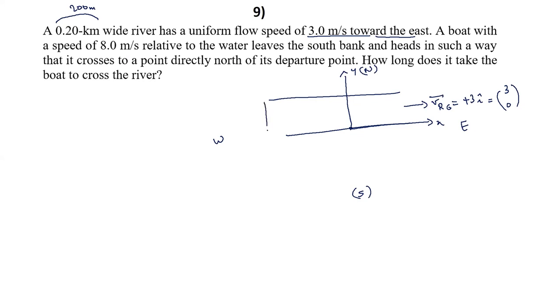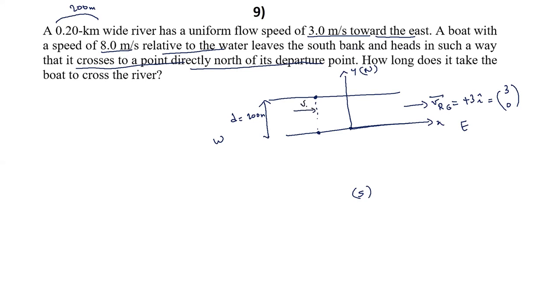Now here I gave you the width, okay? This width, let me call it D, is just 200 meters. Now a boat with a speed of 8 meters per second relative to the water leaves the south bank and heads in such a way that it crosses a point directly north at its departure point. So basically here, my boat leaves here and the boat wants to go to the north, exactly at this point here. And he knows that the river is flowing in this direction.